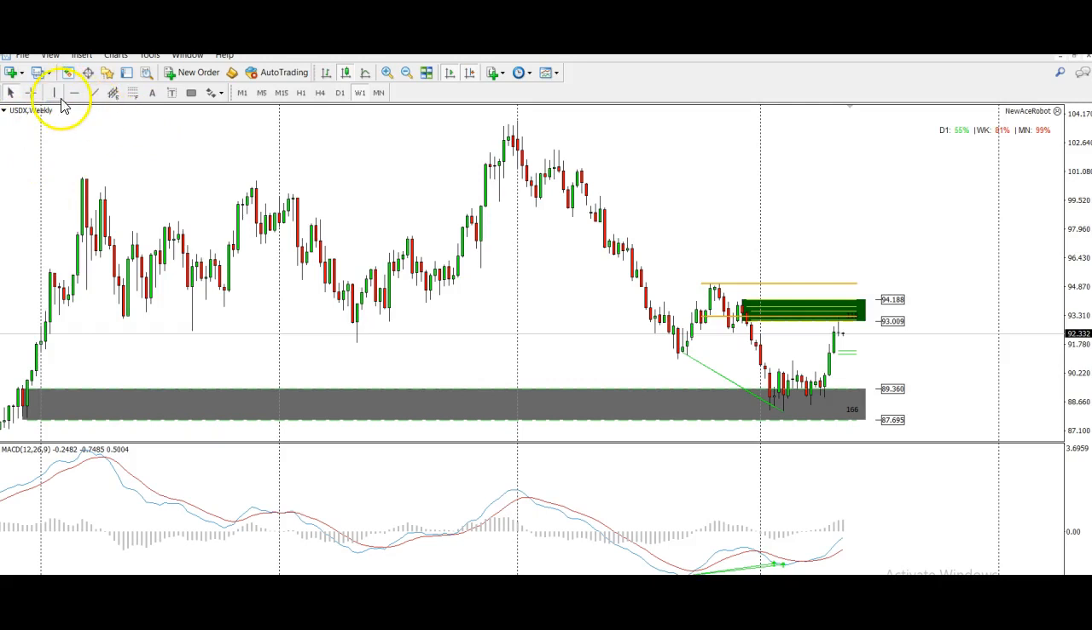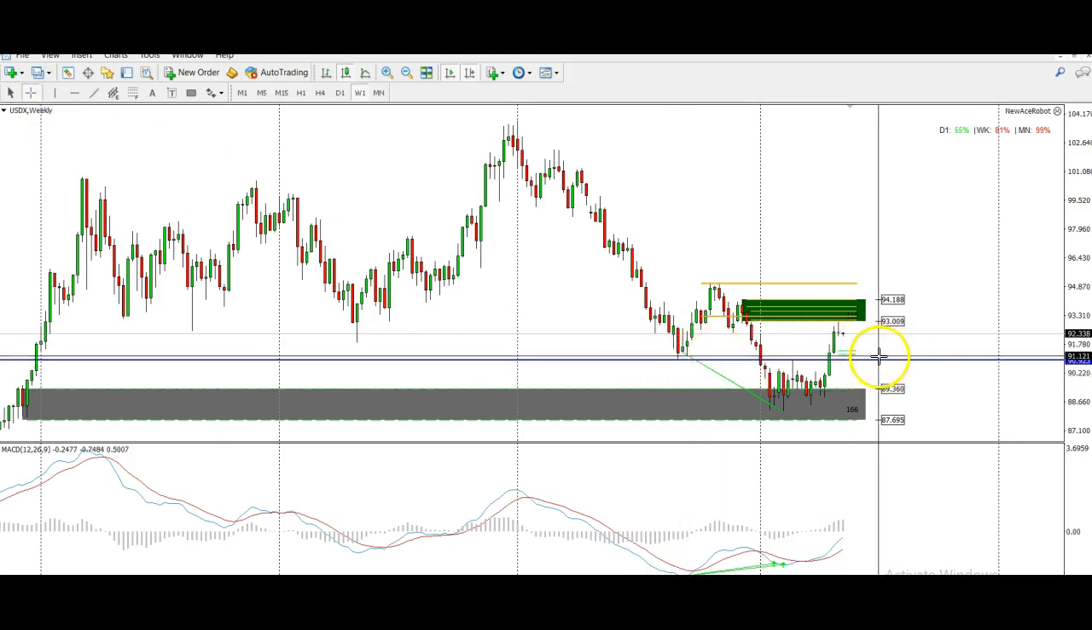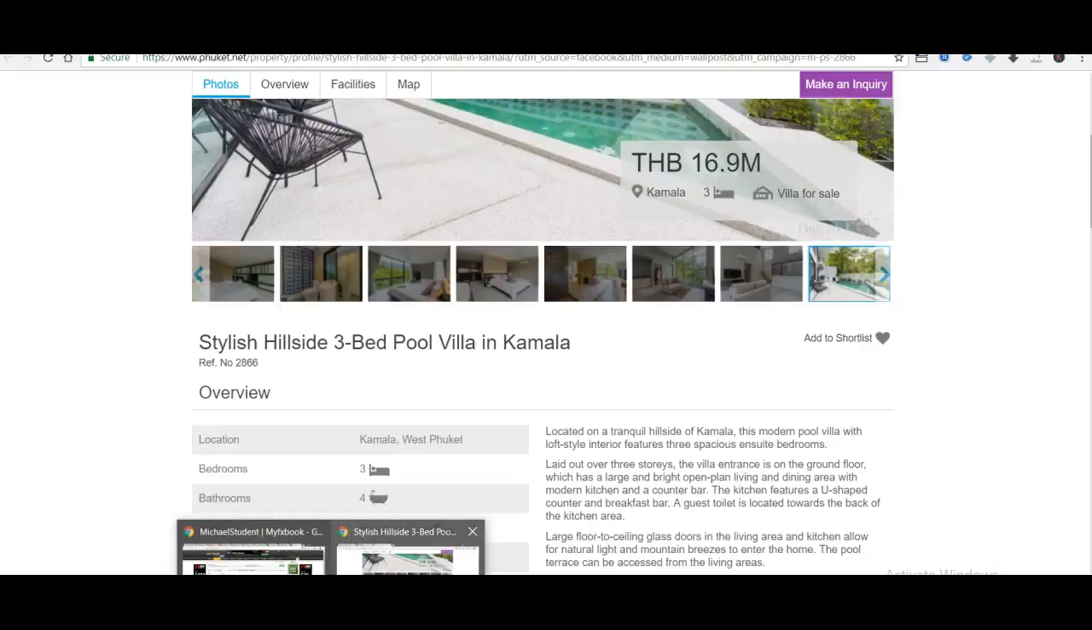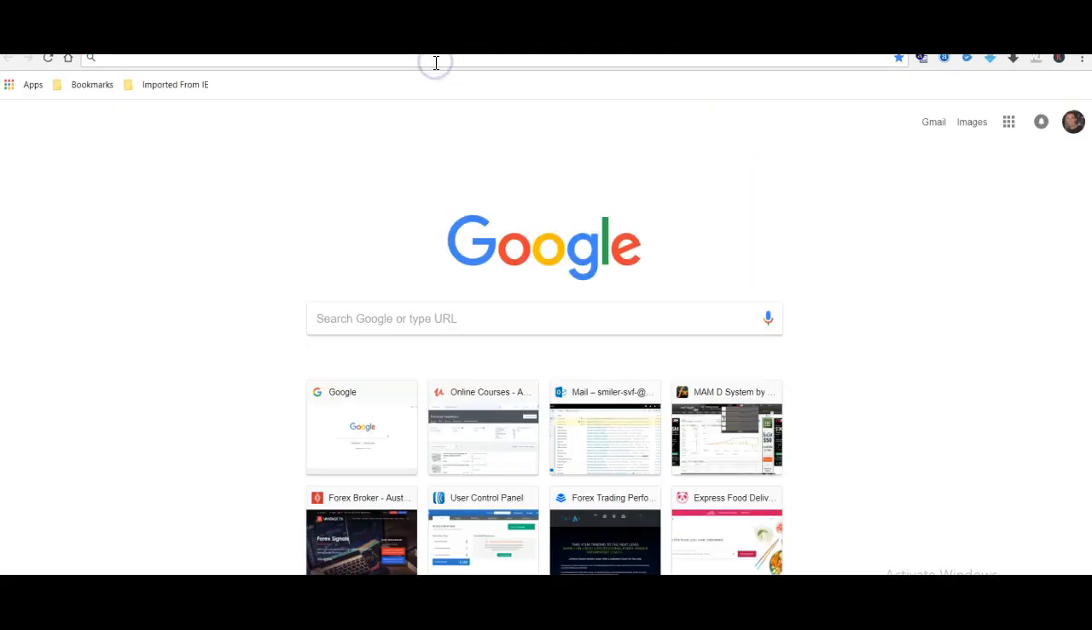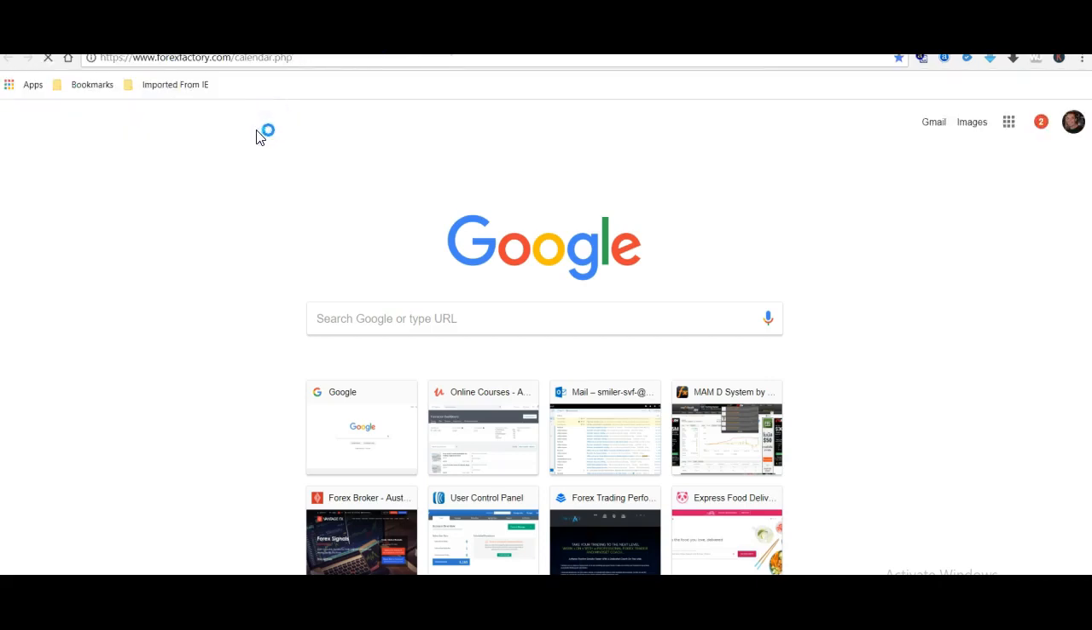Possible targets: if the market starts to retrace pretty heavy, down towards here. Let's just have a look at Forex Factory, see the news we have this week.